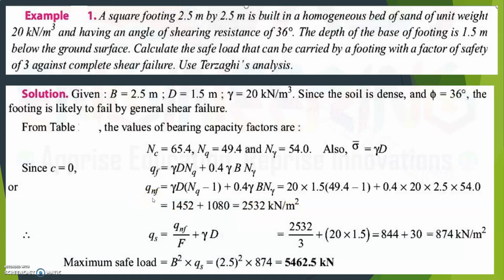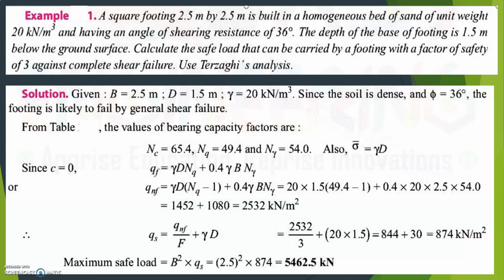This is the net ultimate bearing capacity. Now you have to calculate the safe bearing capacity. Safe bearing capacity is equal to net ultimate bearing capacity QNF divided by factor of safety, plus gamma into D. QNF is 2532 divided by factor of safety, which is given as 3, plus gamma is 20 into depth of the foundation 1.5. So you will get 874 kilonewton per meter square.